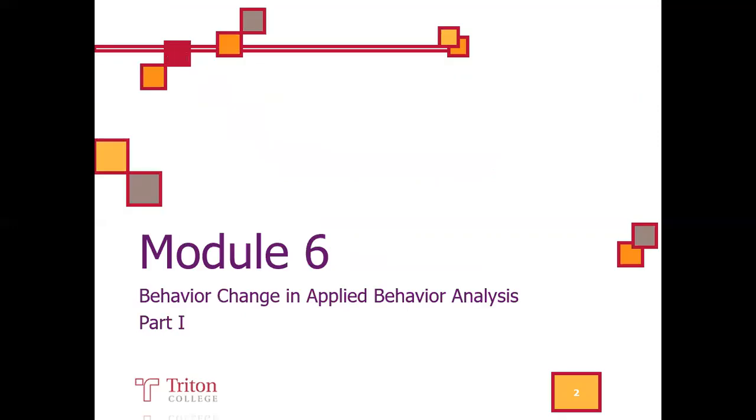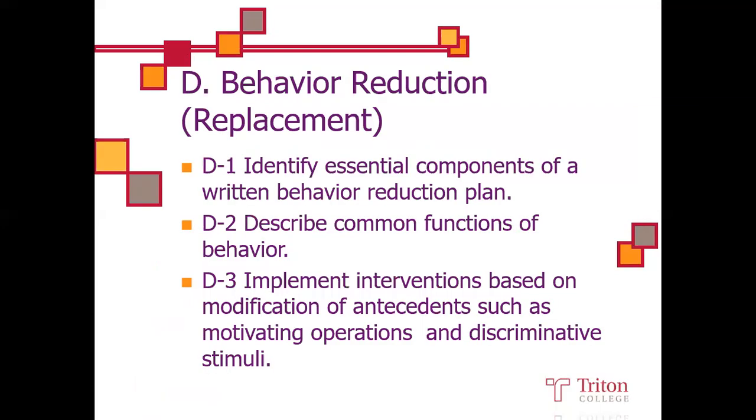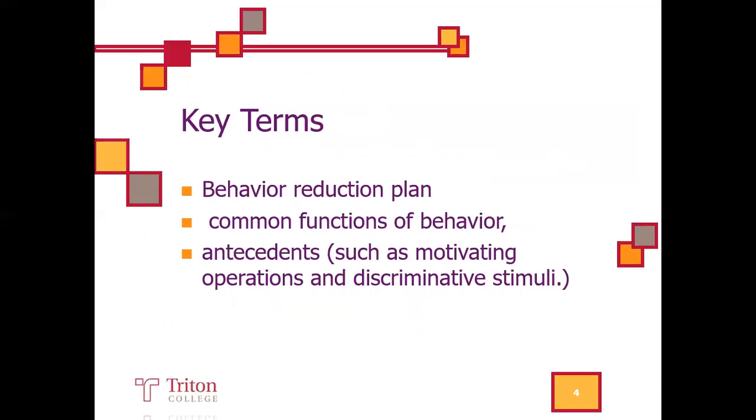This is module 6, behavior change and applied behavior analysis, part 1. So we're talking about behavior reduction, but we're really talking about behavior replacement. Behavior reduction is what it says on the hospital documents and on the BACB task list. But what we're really talking about is behavior replacement. We'll talk more about that in a little bit. So our key terms are the behavior plan, the common functions of behavior, and antecedents.